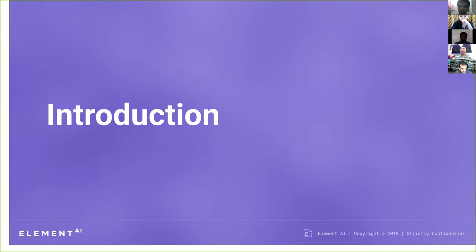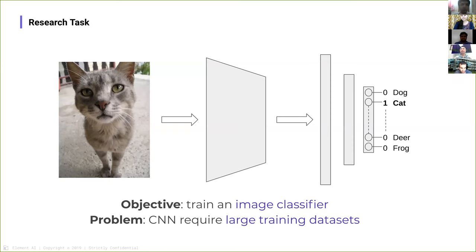Just a few words to introduce our work. The research task in this work is image classification. The goal is to train a model that, when presented an image without a label, will try to predict the class the image belongs to. In this example, we have an image of a cat that we feed to the model, and the model has to say, okay, I can see that there's a cat in this picture.